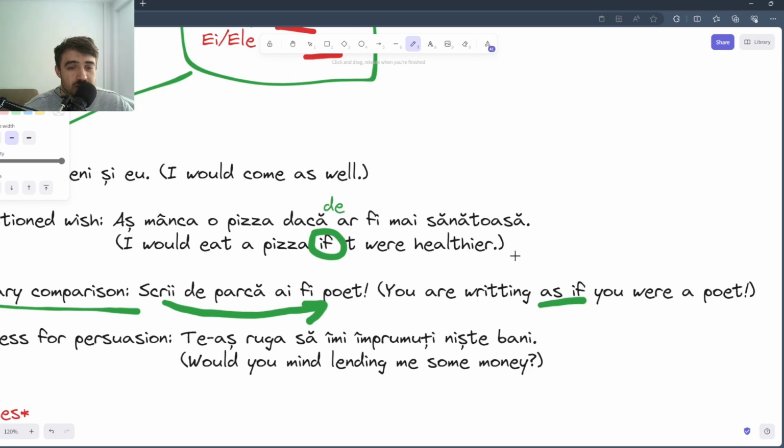And that's expressed with the conditional. "Scrie de parcă." Also you have this "de parcă" here, as if. You see it's with "de," this "de," not with "dacă." As if, "de parcă ai fi poet."